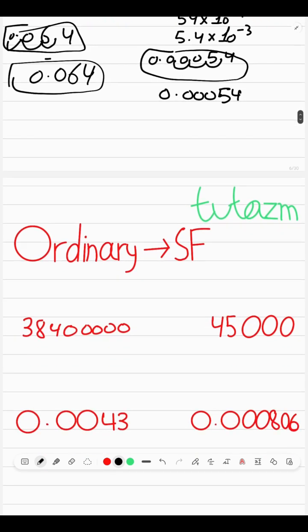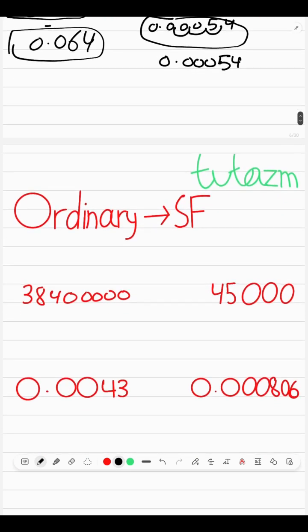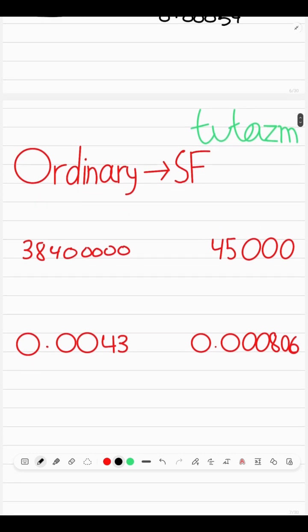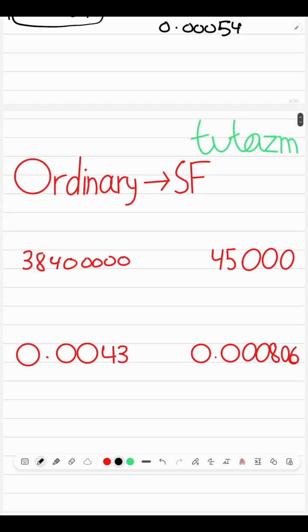Let's move on to converting ordinary numbers into standard form. Now the way we'd go about this is we'd think about where the decimal point would be, and then we'd move it across either to the right or to the left and see how many places we've moved it.